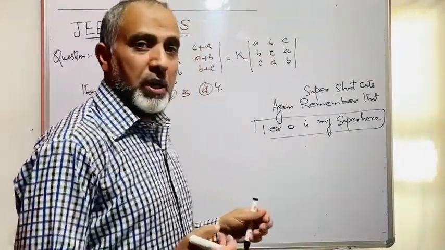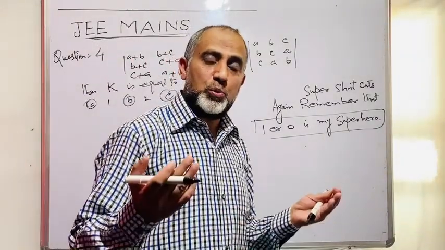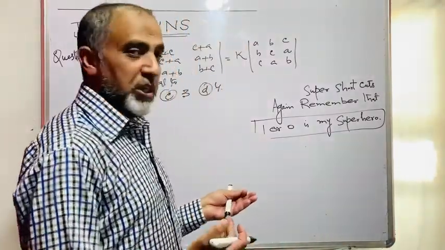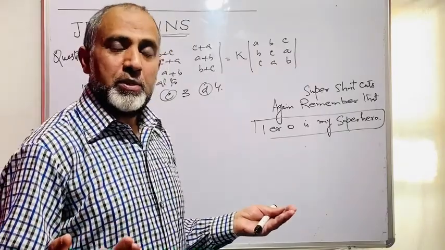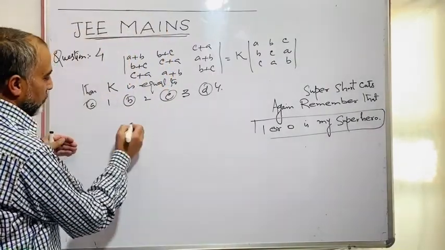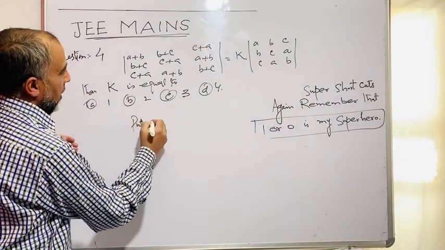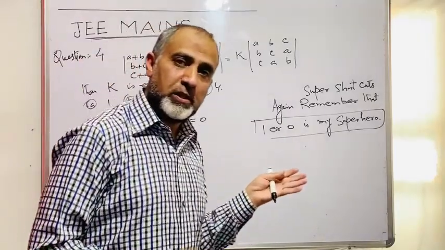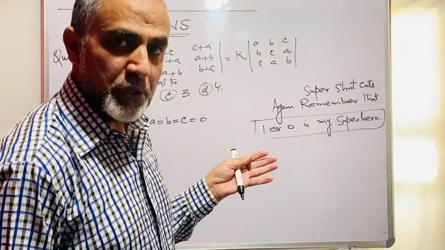But here we have to use shortcuts, the super shortcuts, and we'll again remember that 1 or 0 is my superhero. So in the solution, we will put A is equal to B is equal to C is equal to 0 first.